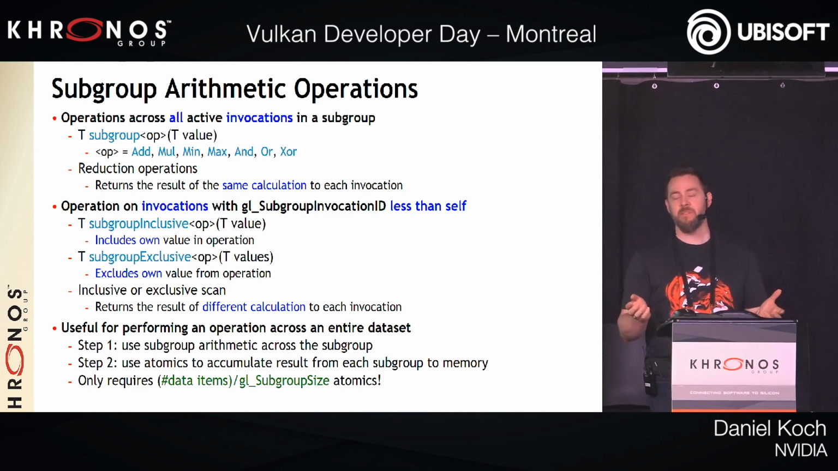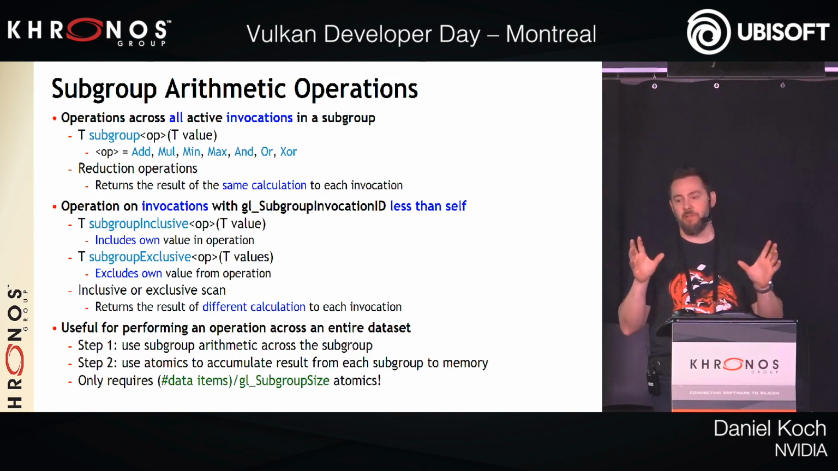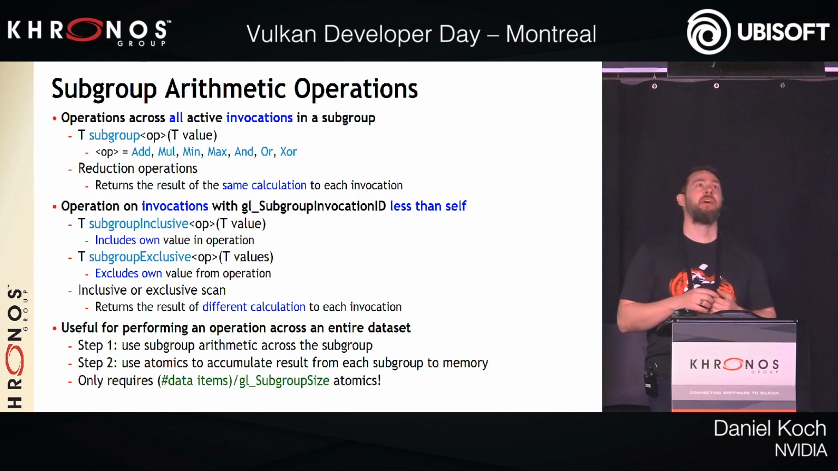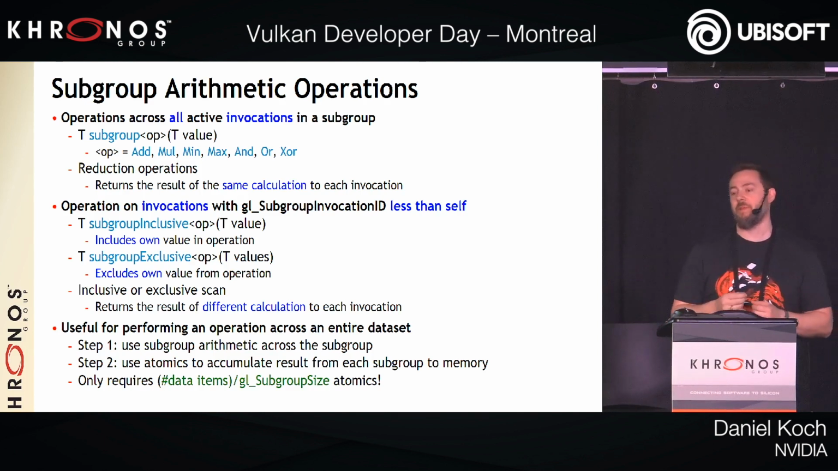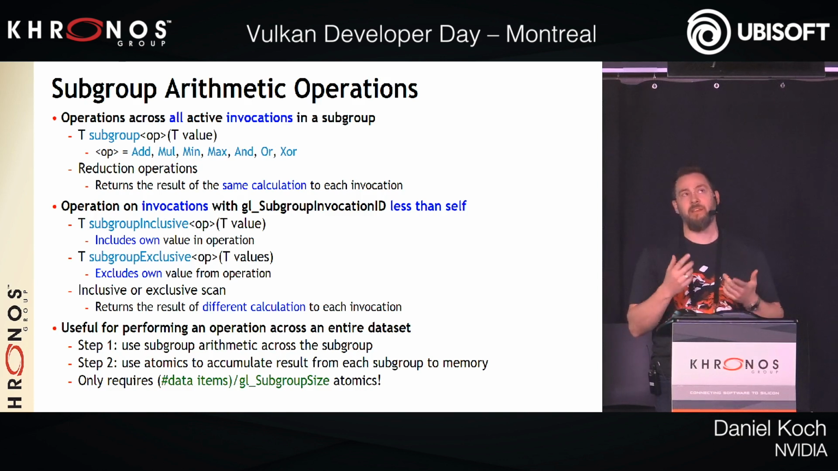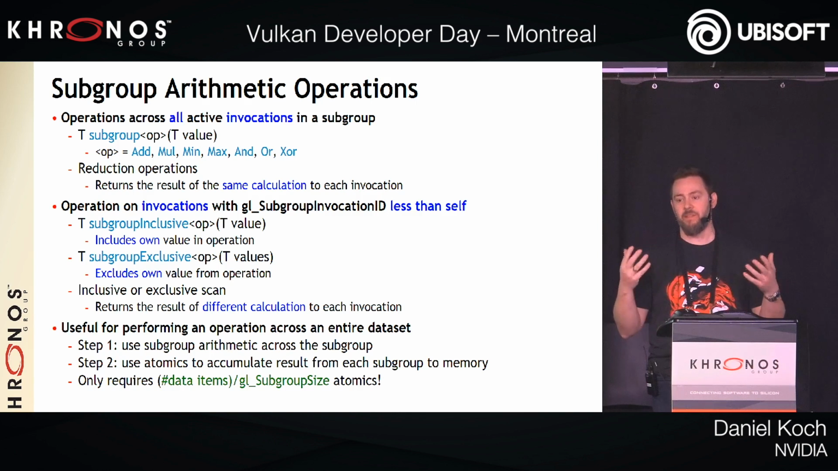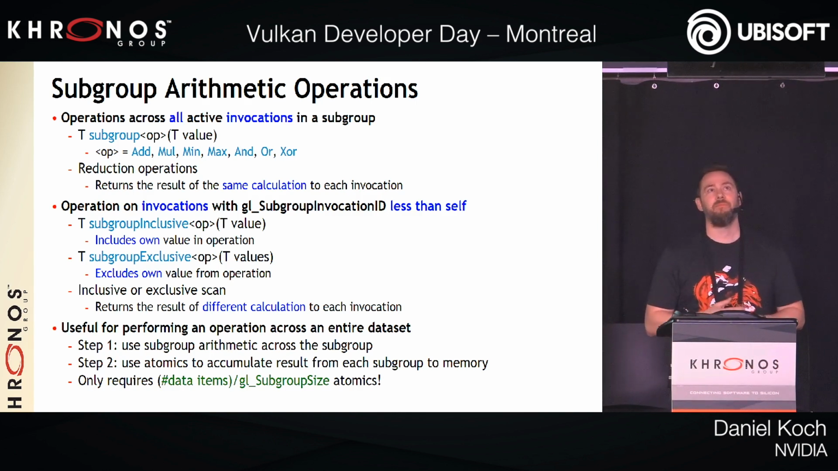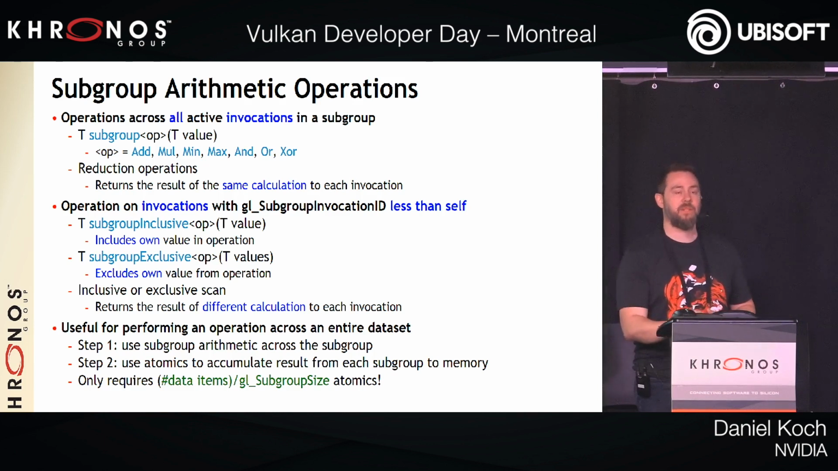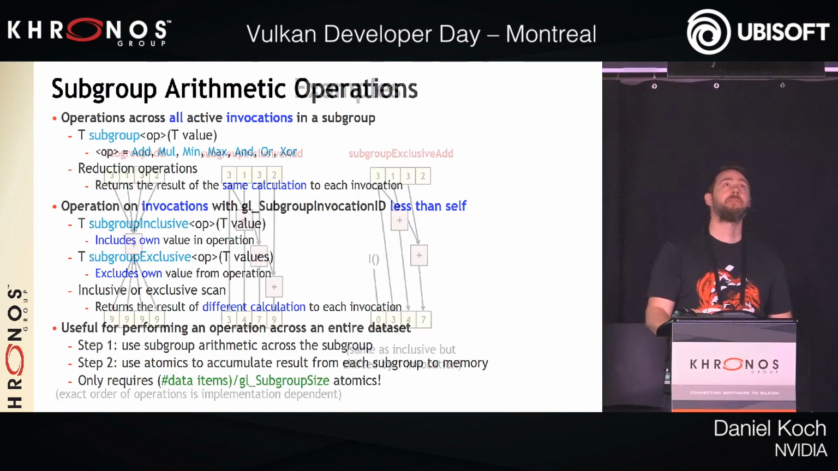For example, if you need to do some sort of arithmetic operation across thousands or millions of items, you can set up your compute shader so that your local work size is all the items, and then you can do one subgroup at a time. You do the operation across the subgroup, and then use an atomic to accumulate the result into shared memory. If you didn't have subgroups, you'd have to do an atomic operation for every item, so you're reducing the number of atomics you need by the subgroup size. So there's potential for a massive speedup there.